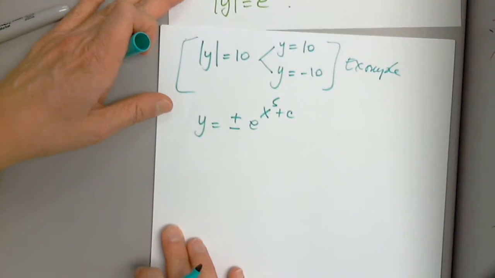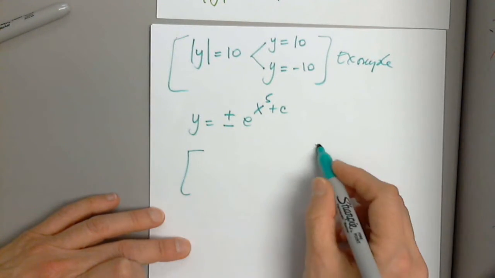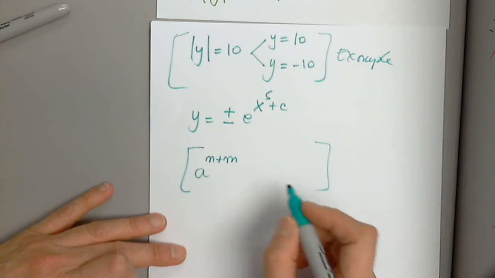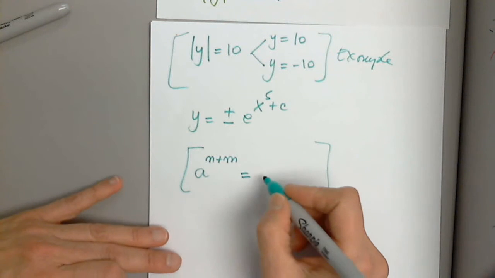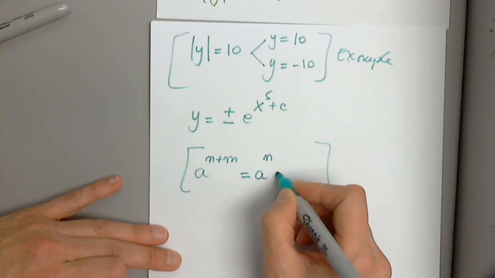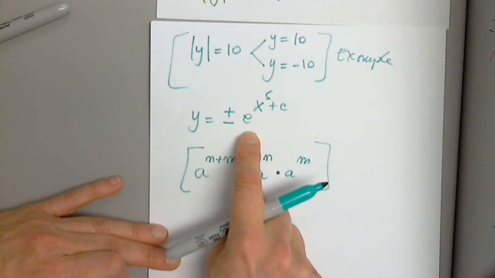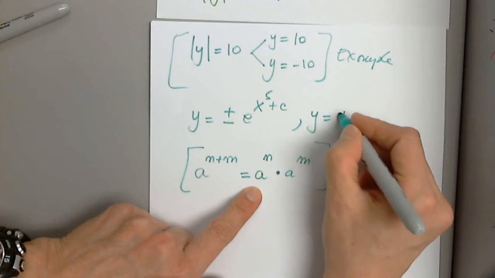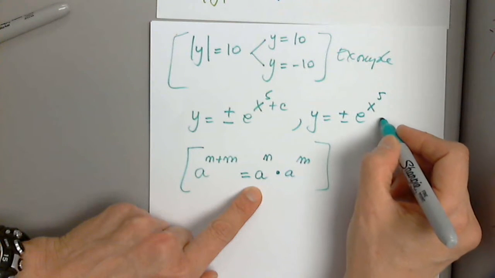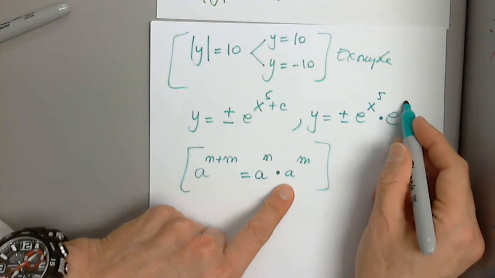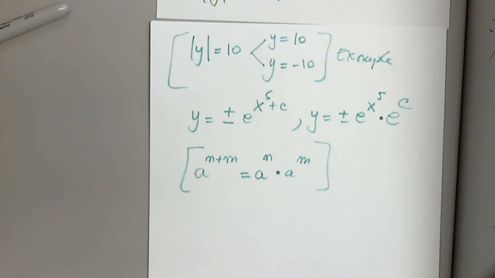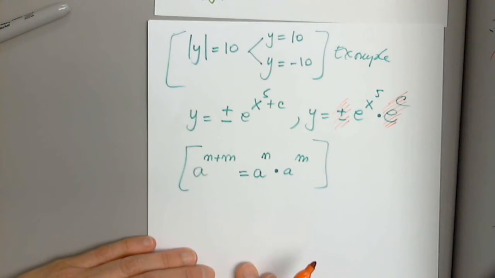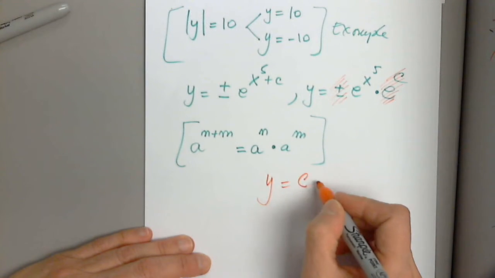Okay, now one more step. Here's another example of the method that we need to apply now. a raised to n plus m. What is this? It's a raised to n times a raised to m. I have to use this here. In other words, the exponent is a sum of two quantities. I will change it into, so y equals plus or minus e raised to x to the fifth multiplied by e to the c. Final step. All this will be considered a constant. So then y equals the constant times e to the x to the fifth.